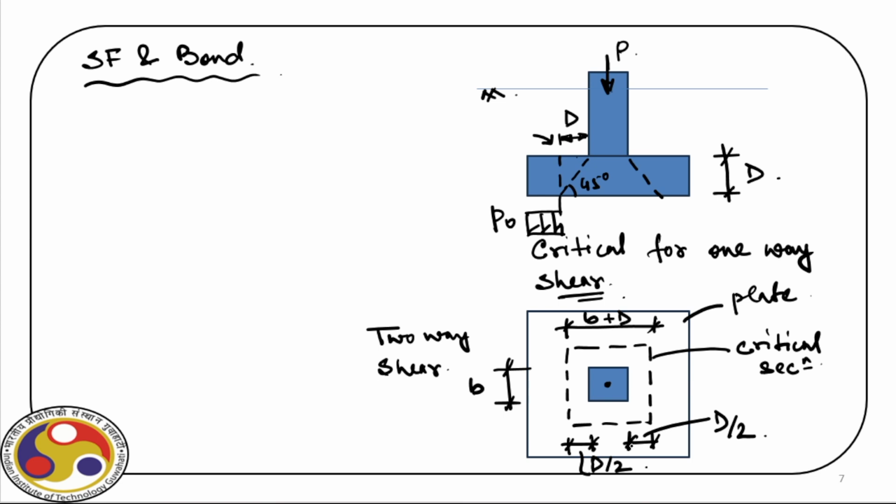For foundation design, the point to be noted when we design against shear force is that we have to design for one-way shear, where we consider cantilever action, and we consider a section at a distance D from the face of the column, find the shear stress developed there, and check the design against shear. Additionally, we have to also check against punching shear, and for that you can see the critical section on your screen, right?